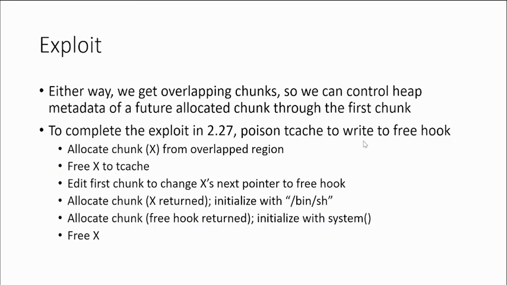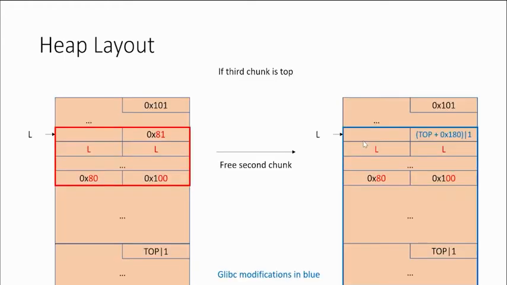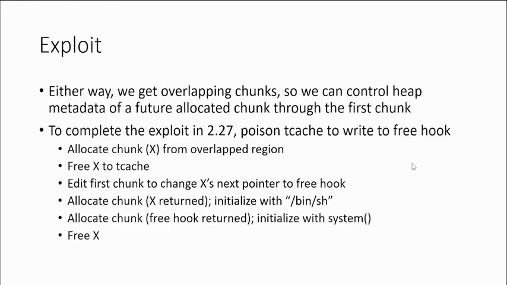So now that we have overlapping chunks, we can easily exploit the program, assuming we have the leaks to libc. We can simply allocate a chunk, free it, and then modify its pointers, right? Because essentially we can control all the heap metadata that belongs to the second chunk. So in 2.27, we can poison the Tcache and get an arbitrary write at free hook to write system.